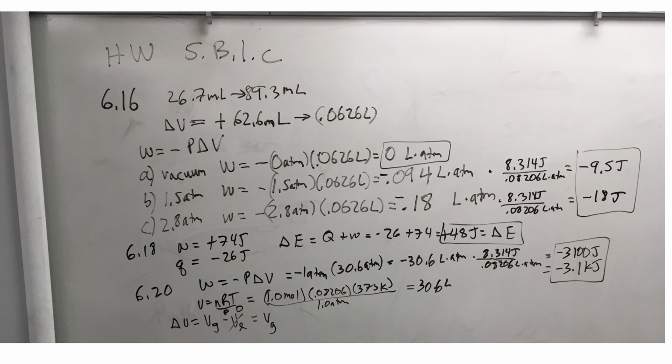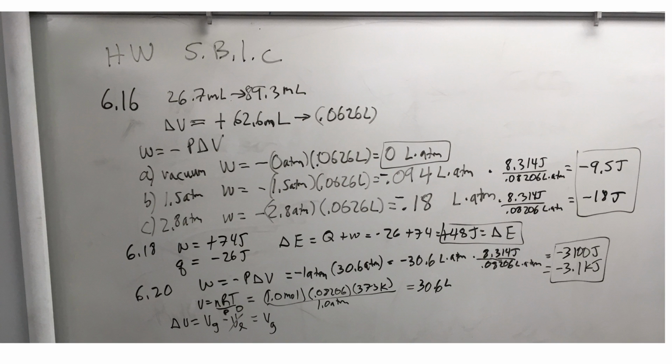If the external pressure on the gas is 1.5 atmospheres, then work equals negative 1.5 atmospheres times 0.0626 liters, or negative 0.094 liter atmospheres. Multiplying by our conversion factor, which is 8.314 joules over 0.08206 liter atmospheres, we get negative 9.5 joules.